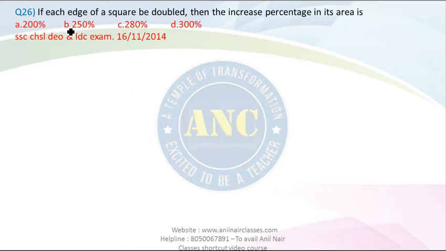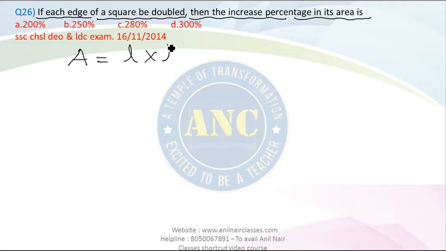Question number 26. If each edge of a square be doubled, then the percentage increase in its area. Now see here, sir. Same logic once again. Area is length into length of a square. Now, initial length, let me take it as 1.